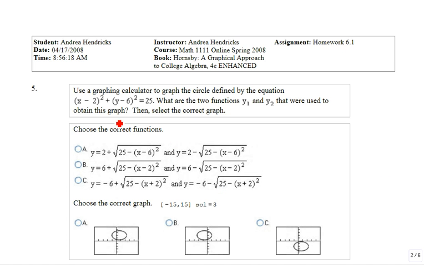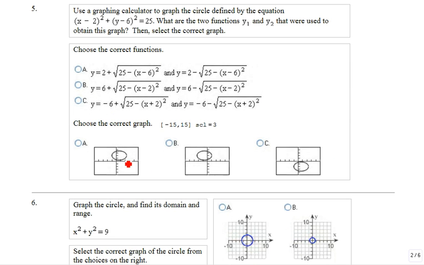It says use a graphing calculator to graph the circle defined by the equation (x - 2)² + (y - 6)² = 25. What are the two functions that would have to be used? Then select the correct graph. Well, we know, first of all, the center is 2, 6, and the radius is 5. So we're looking for center of 2, 6, which looks to be A.